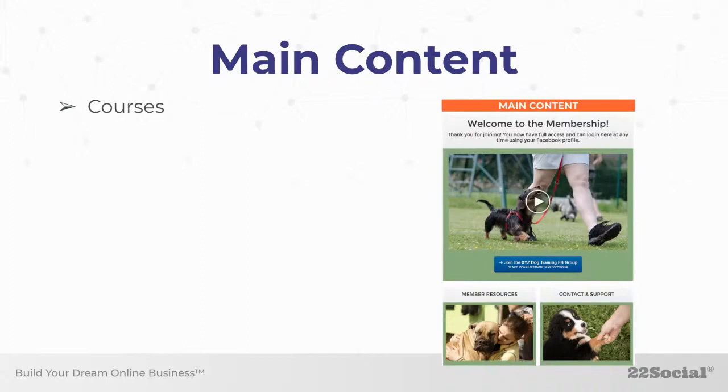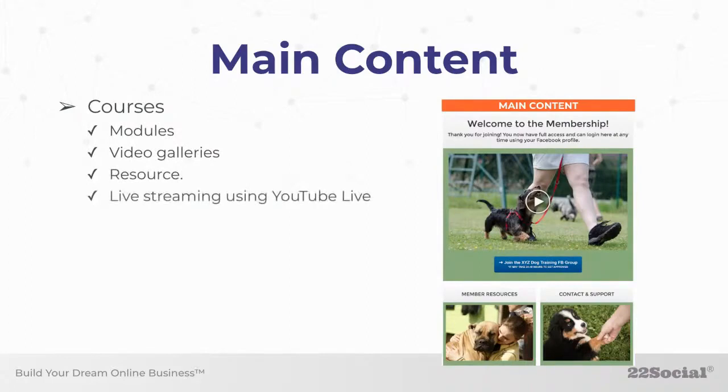So in the main content, some people put in complete courses right in the main area. They have modules with each course. They have video galleries with each course. They have different resources. You can do live streaming using YouTube Live. So for those of you who say, you know what, I don't want to use the Facebook group, I want to keep my content somewhere else, you can totally do this in this content area. Like I said, you could break up a main course with modules. You can live stream using YouTube Live. So that's possible as well. So that's an option. You don't really need the group, but this can be in addition to the group.